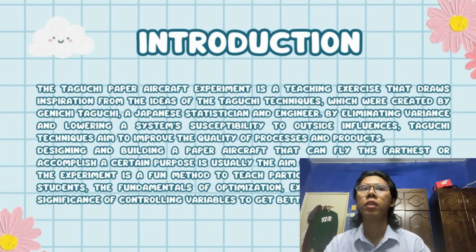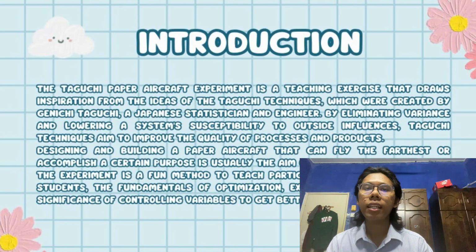Firstly, the introduction. The Taguchi paper aircraft experiment is a teaching exercise that draws inspiration from the Taguchi techniques, which were created by Genichi Taguchi, a Japanese engineer. By eliminating variance and lowering a system's susceptibility to outside influences, Taguchi techniques aim to improve the quality of processes and products. Designing and building a paper aircraft that can fly the furthest, or accomplish a certain purpose, is usually the aim of a paper airplane experiment.